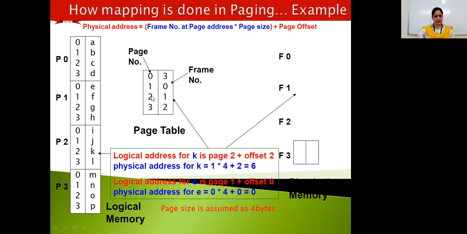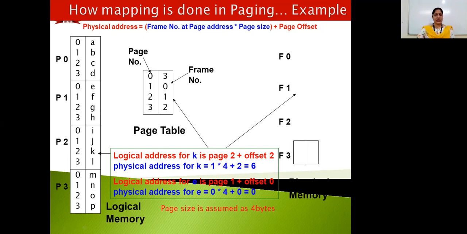It is page number 2. So in line with that, you can see what is the frame number of page 2, which is mapped in the page table. It is 1. So put that value here. Physical address is equal to frame number, which we received as 1, into the page size, which is already given, that is 4. So 1 into 4 plus the offset, which we already calculated, that is 2. So the value which you get is 6. So what is 6? 6 is nothing but the position or the memory location where the byte K will be mapped in the physical memory.